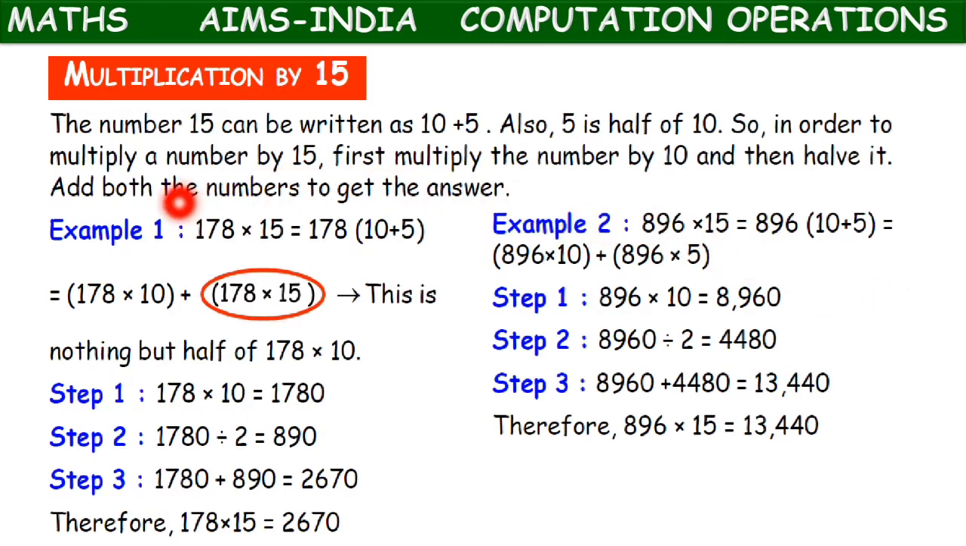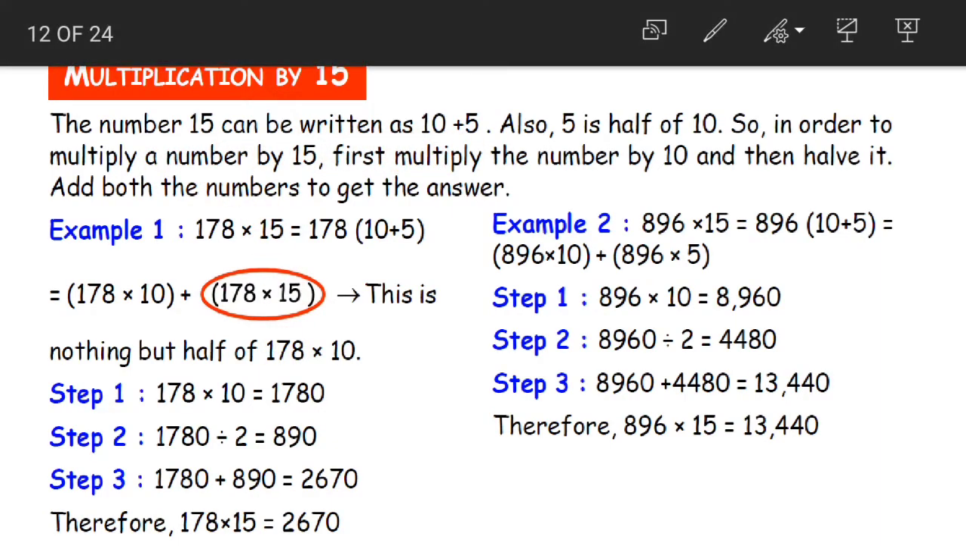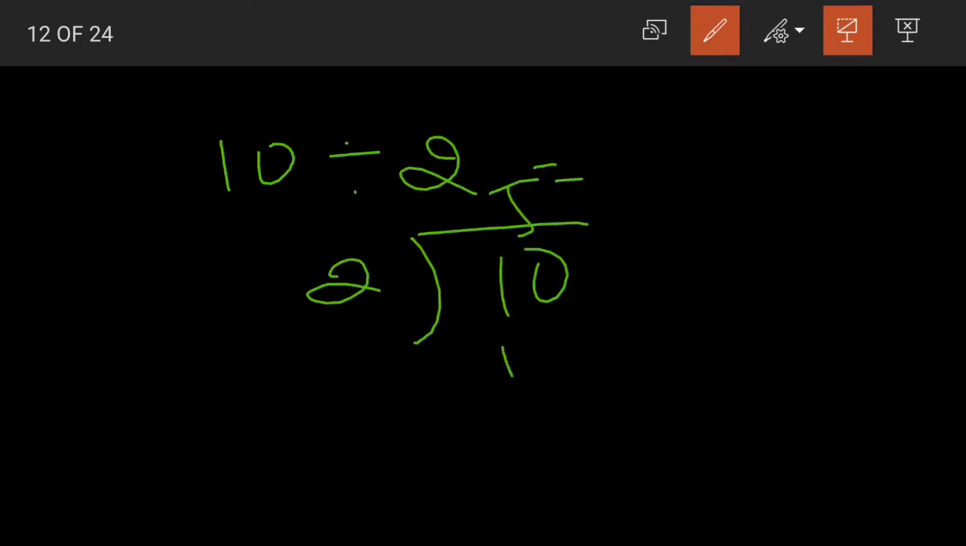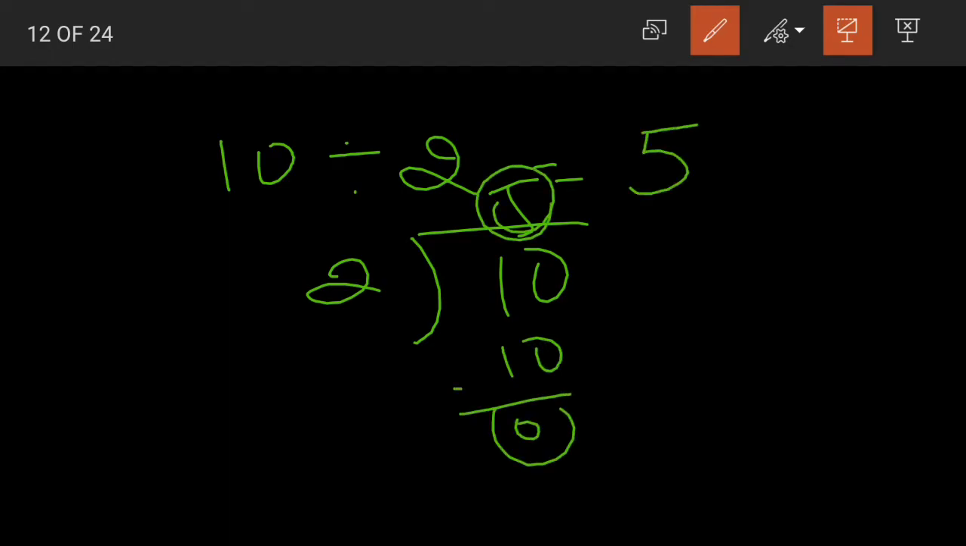Now let us see how to multiply by the number 15. The number 15 can be written as 10 plus 5. Yes or no? 10 plus 5 means what? 5 plus 0 is 5 and 1 is 15 only, right? So 15 can be written as 10 plus 5. Also 5 is half of 10. Half of 10 means 10 divided by 2. We know that 2 fives are 10. Yes children, so what is half of 10? Half of 10 is 5.